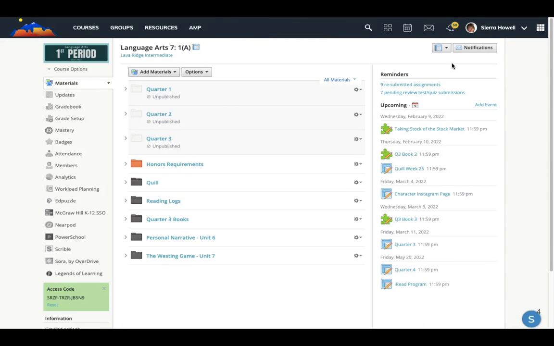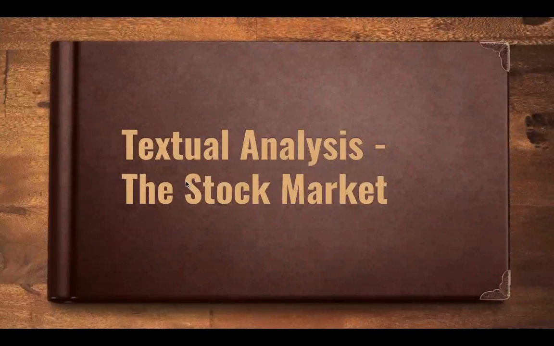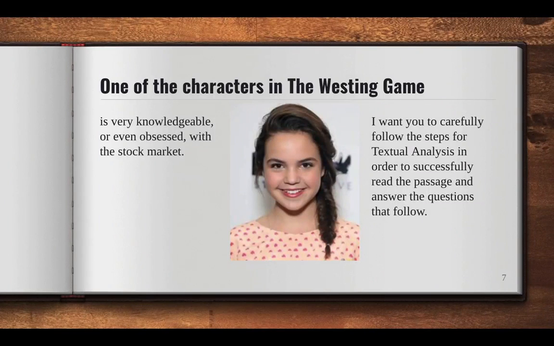Today we are going to do a text analysis for the stock market because we're reading The Westing Game. So I want you to go to The Westing Game Unit 7, and then click on Taking Stock of the Stock Market, and then click on Start New Attempt. When you're in there, it should give you a link to the article so that you know what we're looking at.